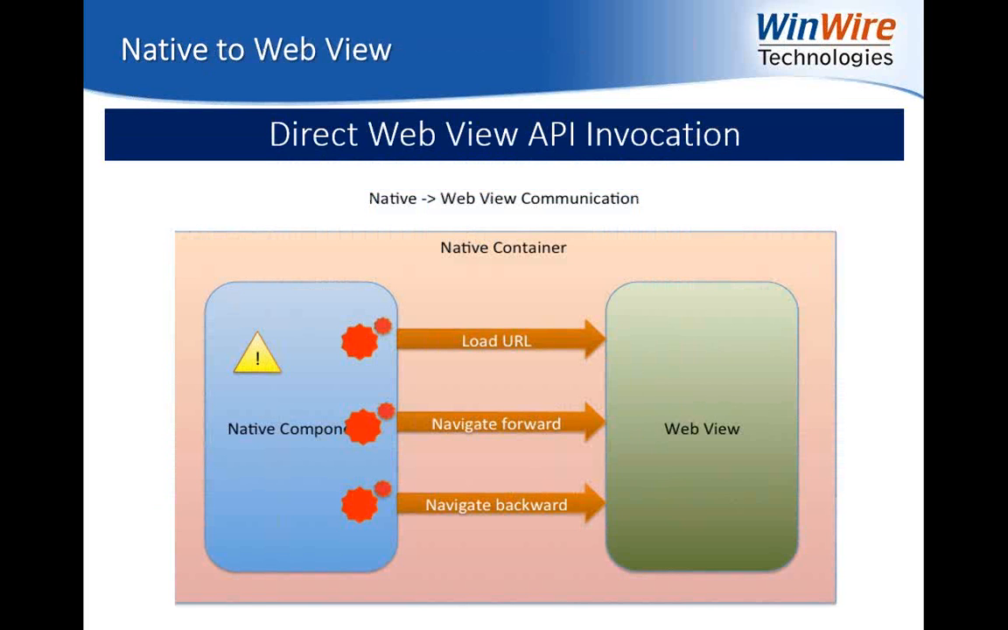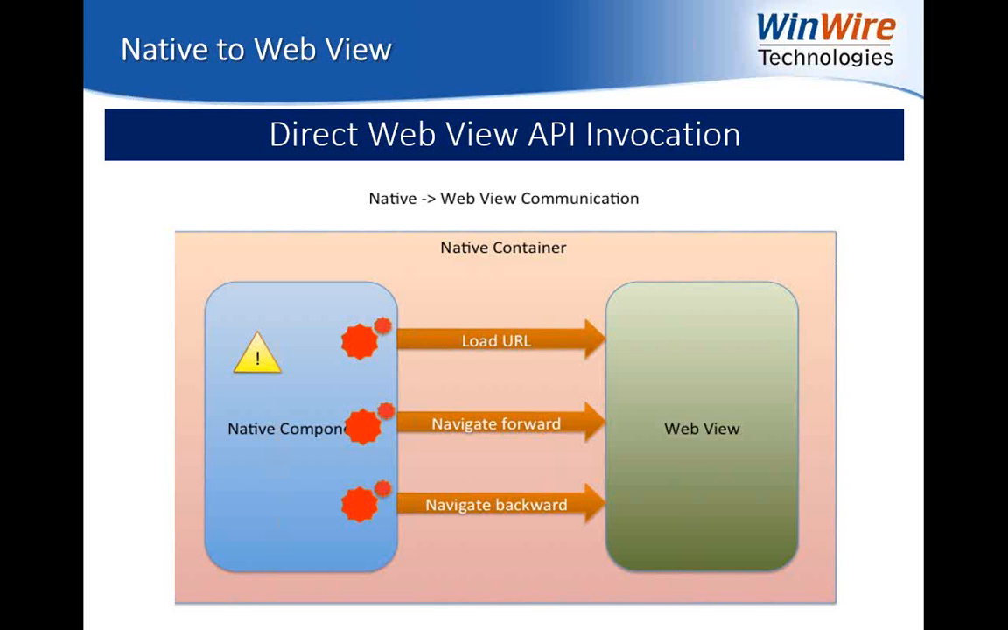So we have native to web view communication. Since we already talked about a native component and a web view component, the first aspect of the communication between the web view and the native is the native aspect of the hybrid app invoking methods on the web view.